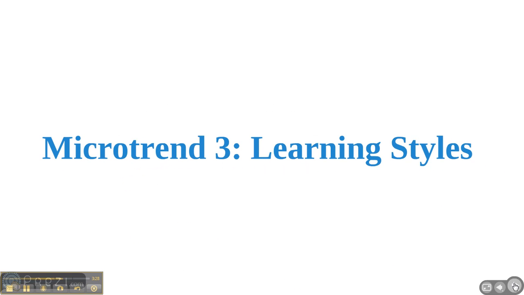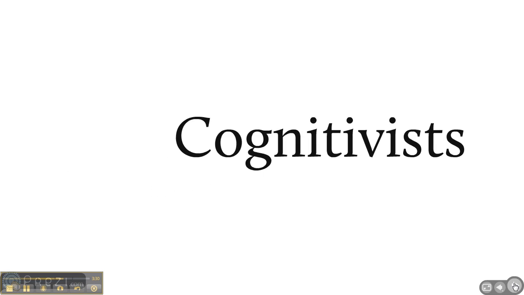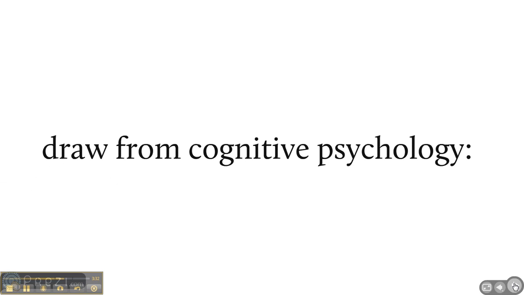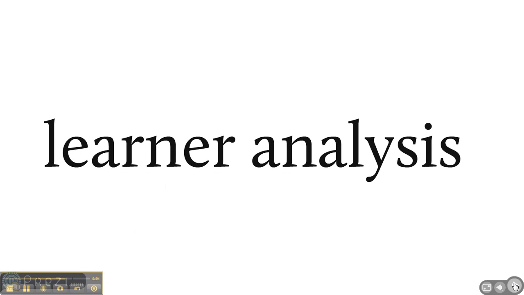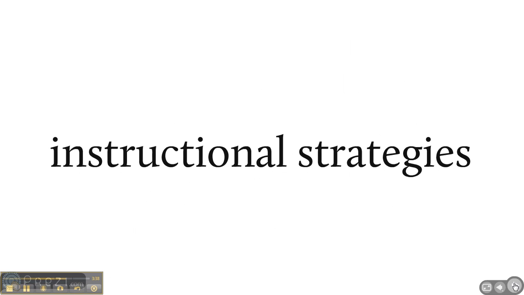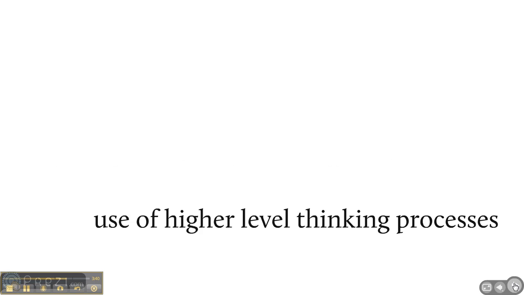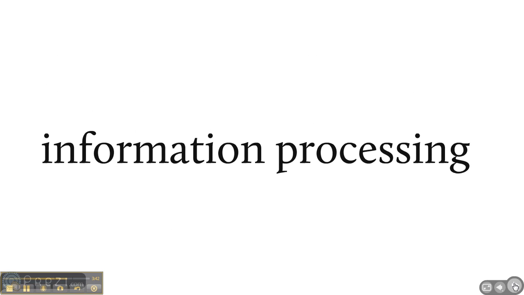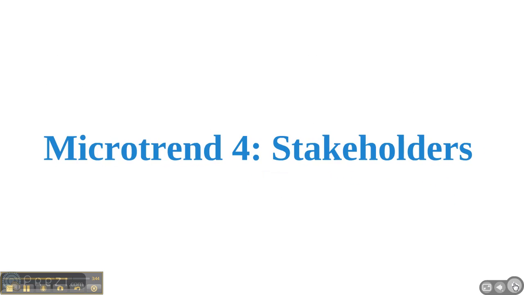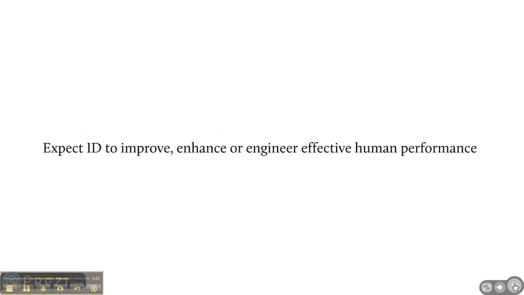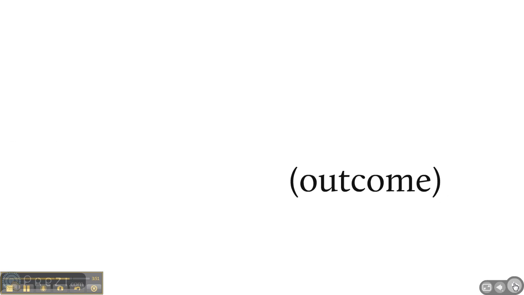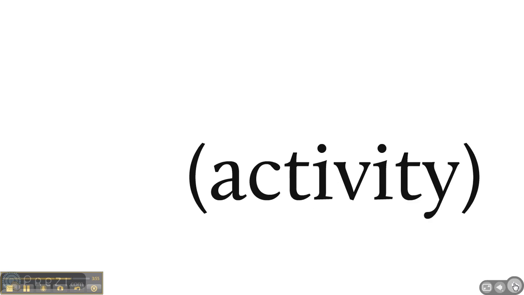Microtrend 3, Learning Styles. The cognitives take their information from cognitive psychology. They focus on learner analysis, apply instructional strategies, and use higher-level thinking processes for information processing. Microtrend 4, Stakeholders. They expect ID to improve, enhance, or engineer effective human performance through an outcome via learning, which involves an activity.